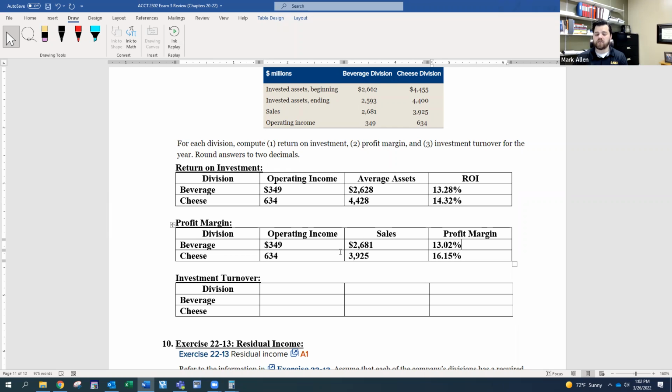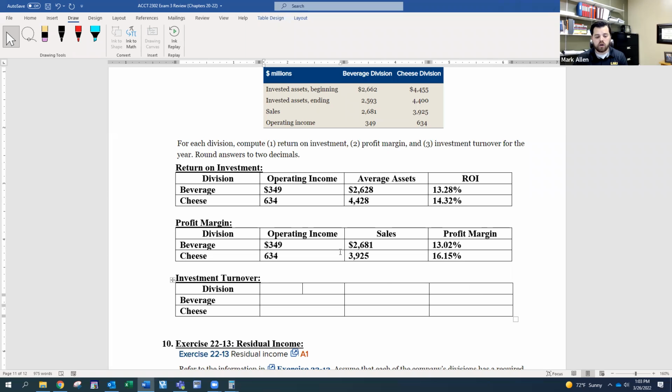So what this is telling me is for each dollar of sales, 13 cents is going to profit for the beverage division and 16 cents is going to profit for the cheese division. That's a good thing for cheese, at least relative to beverage. Cheese is doing better. And so we would say out of these two, cheese is outperforming beverage again.